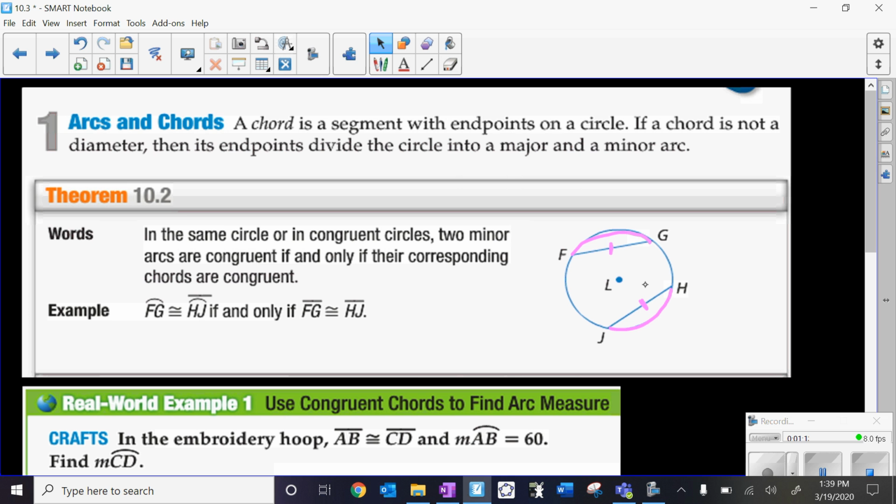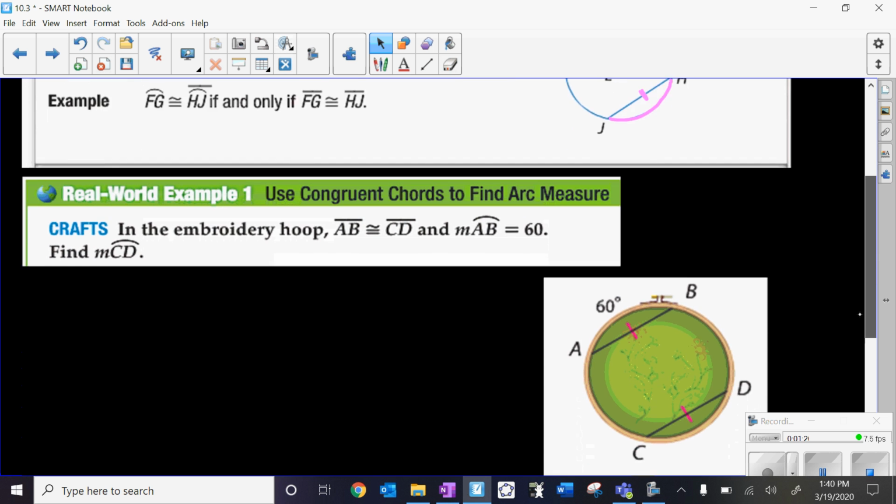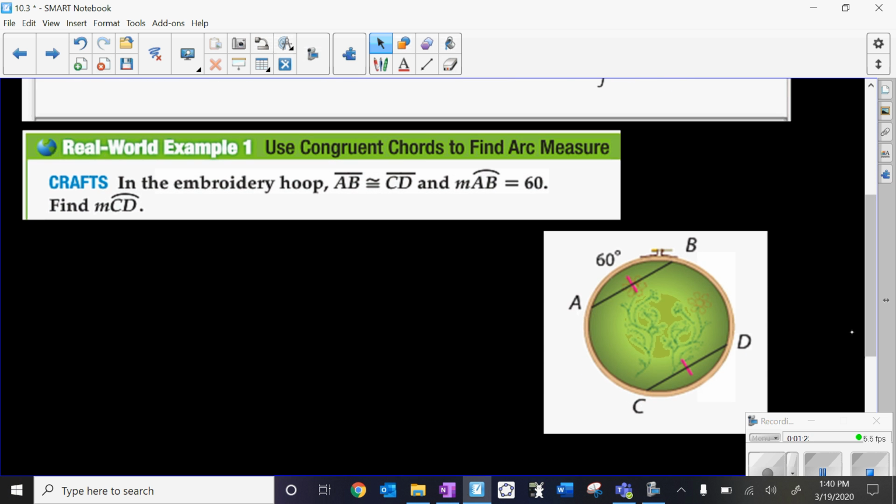So you're really going to have to pay attention to what symbol they are using. Am I talking about an arc, or am I talking about a segment? So coming down here in the embroidery hoop, I tell you that segment AB is congruent to segment CD. And I tell you that arc AB is 60. I want to find arc CD. Well, if I know that the segments are equal, then the arcs have to be equal. So it's going to be 60 degrees. That's all they're after in example 1.